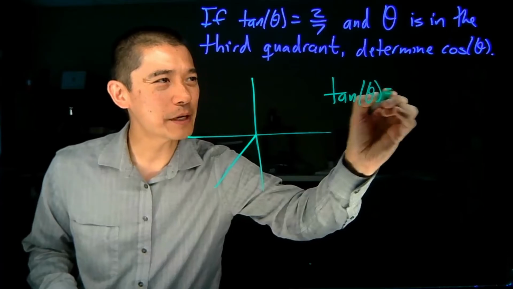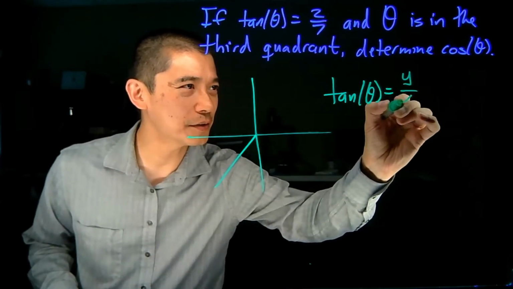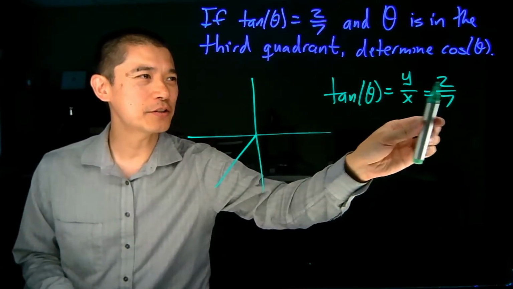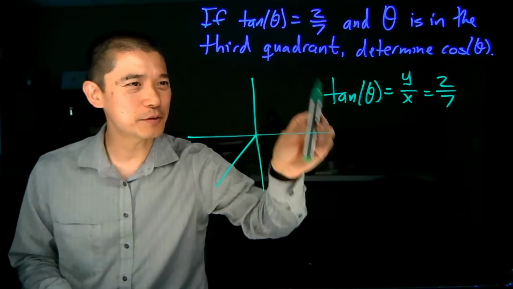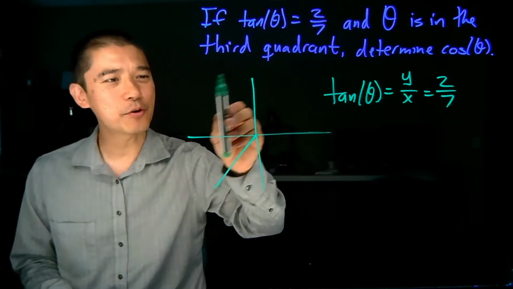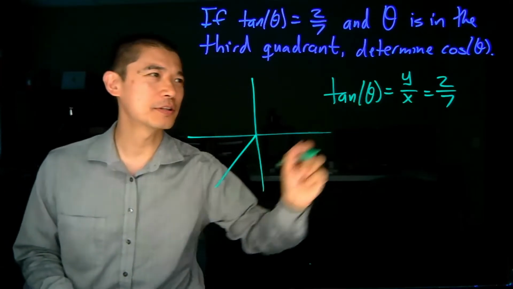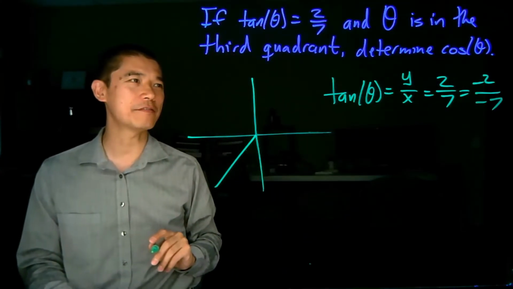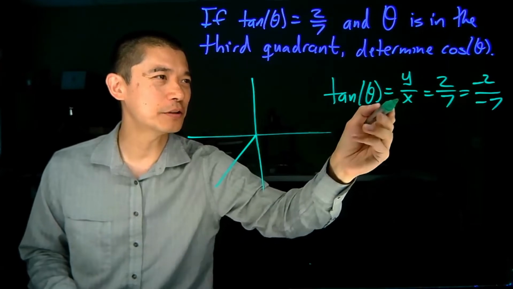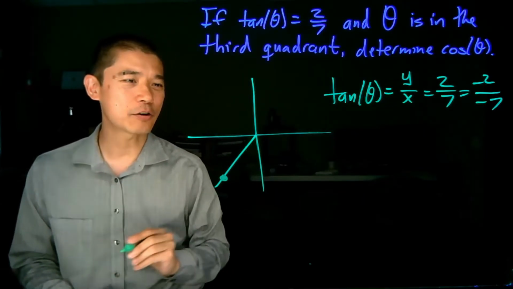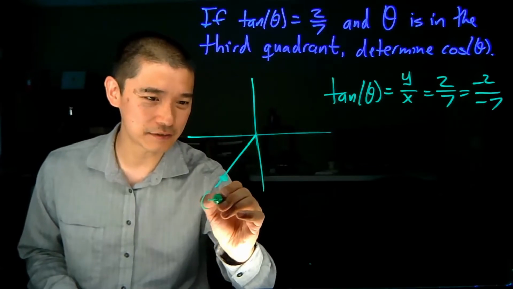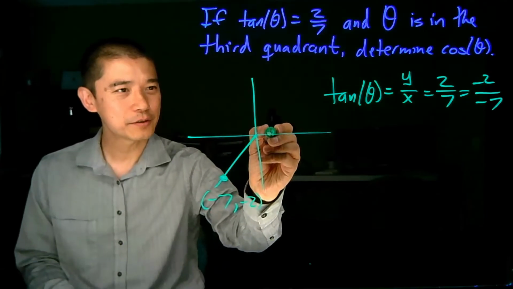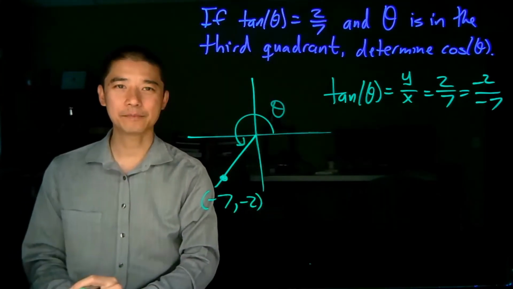Tangent of theta, if we go back to the basic formula, tangent of theta is y over x, and we know that this is equal to 2/7. Now, you might immediately say, okay, so y is 2 and x is equal to 7, but that would put us in the first quadrant. And so in order to get this point into the third quadrant, we have to take the negative of both the top and the bottom, because negative 2/7 is the same as negative 2 over negative 7. And this gives us a coordinate, y is equal to negative 2, x equals negative 7, and that coordinate is in the third quadrant. So x is negative 7, y is negative 2. And so this point corresponds to our angle theta.